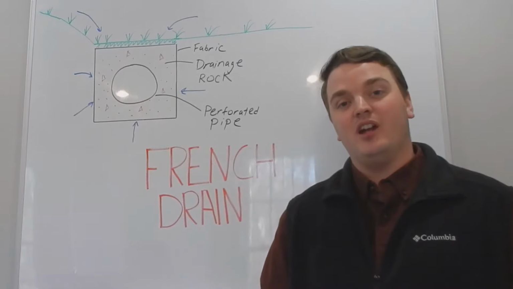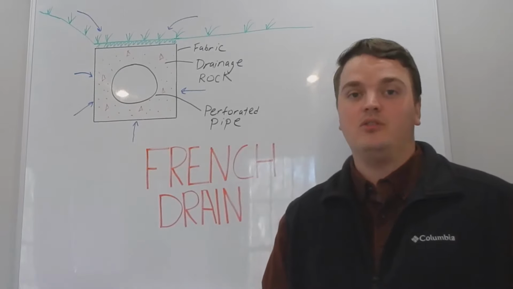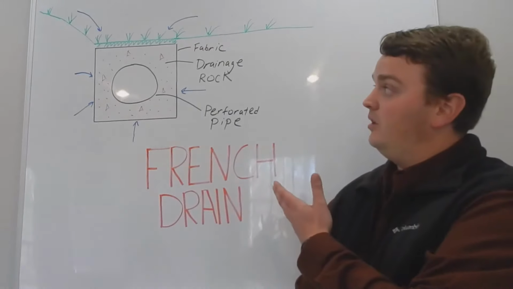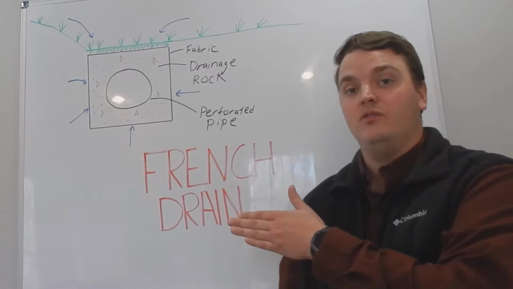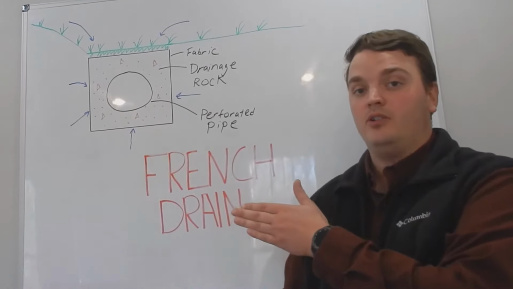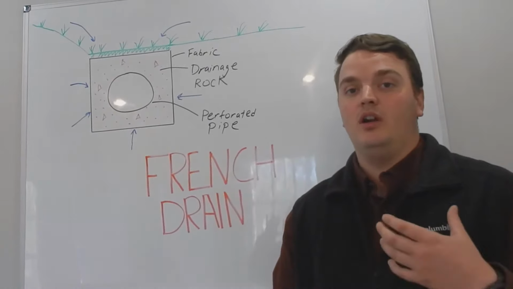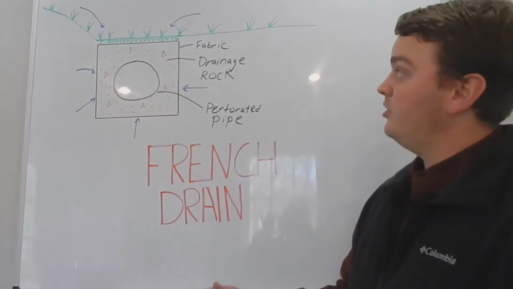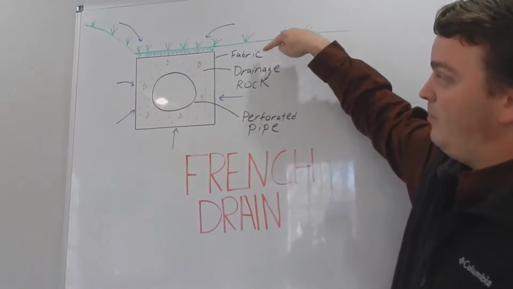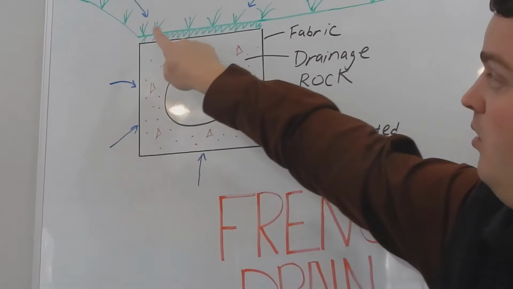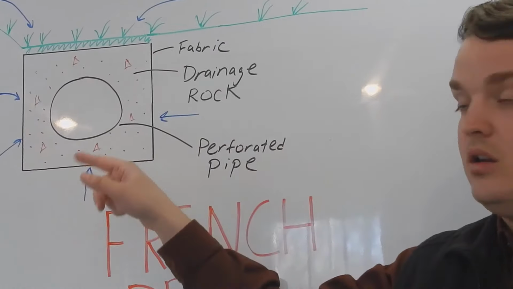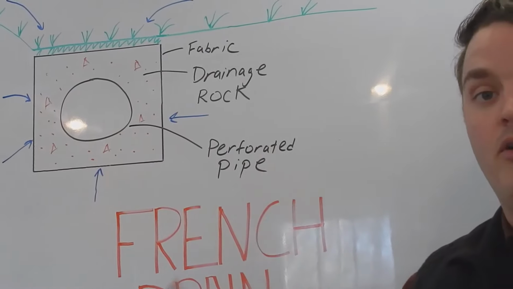Similar to an area drain, a French drain is also used to disperse water in a troublesome area. Now here what we have is a cross-section view of the French drain to show you the parts of what it actually looks like in the trench. So a French drain consists of fabric, which encases the whole trench. It consists of drainage rock, and it consists of perforated pipe.